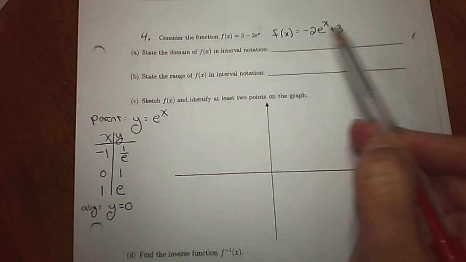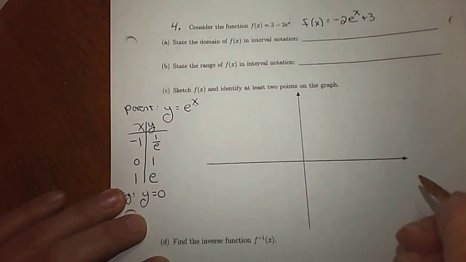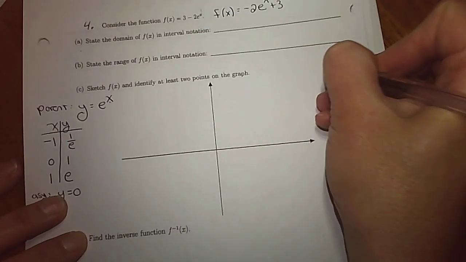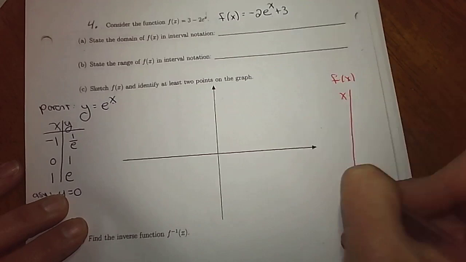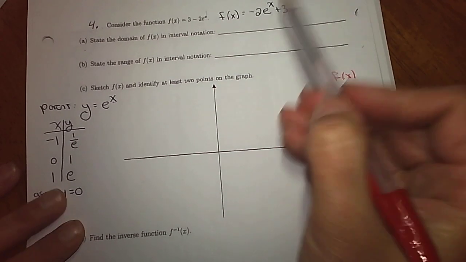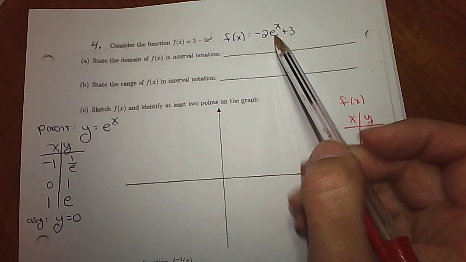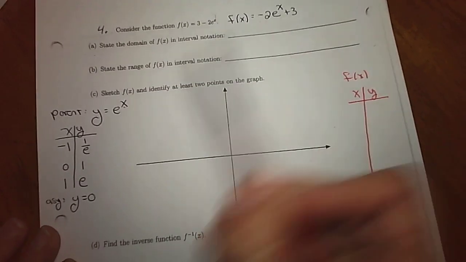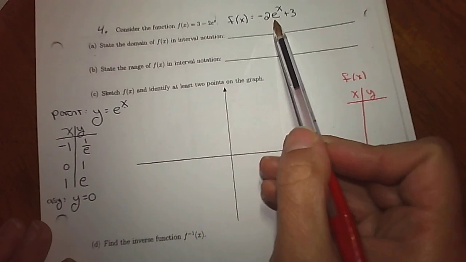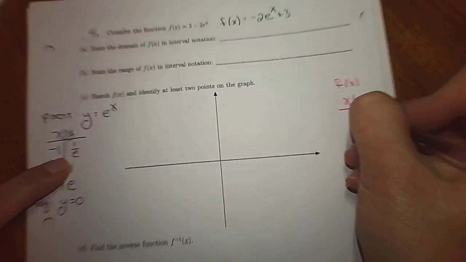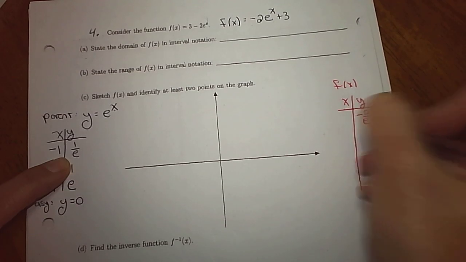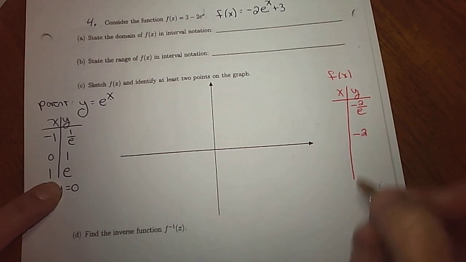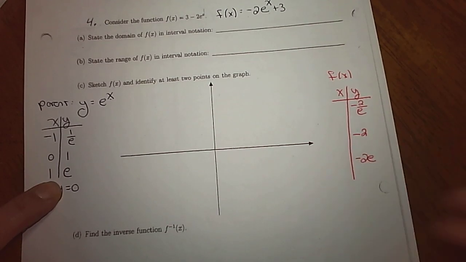And I'm going to work from left to right. So I'm going to do that. Let's see here. Maybe I'll put it down over here. So this is going to be for f of x. Whatever's out in front, that's what's going to affect the y column. Right? So negative 2 means I want to multiply all 3 of these by negative 2. So that means I'm going to have negative 2 over e. This will be a negative 2. Right? And a negative 2e.